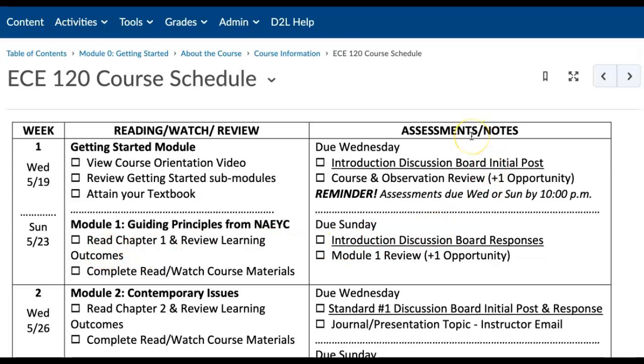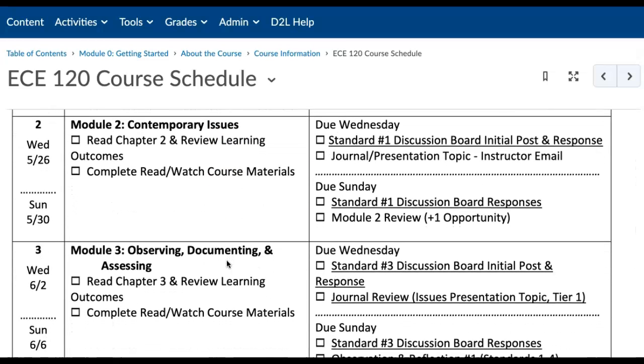Moving across to assessments and notes, due by Sunday, you will respond to at least one of your classmates, specific to their introduction discussion board, and you have another +1 opportunity with the Module 1 review.